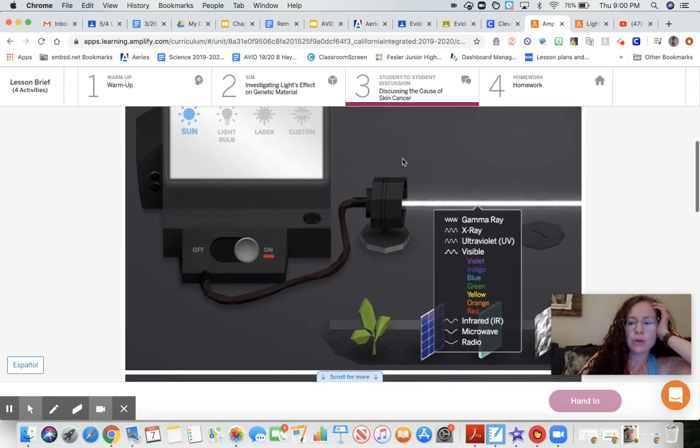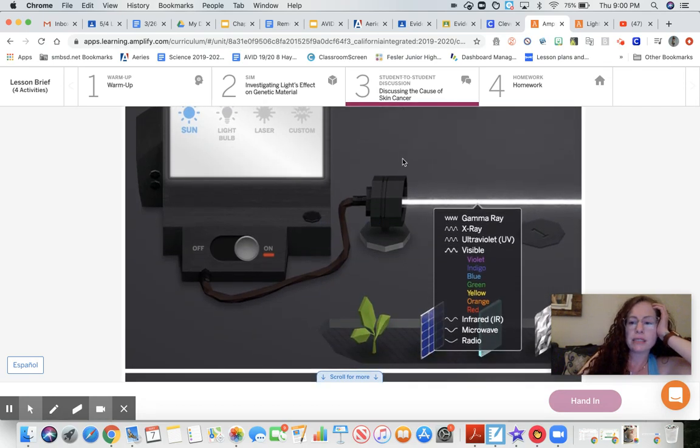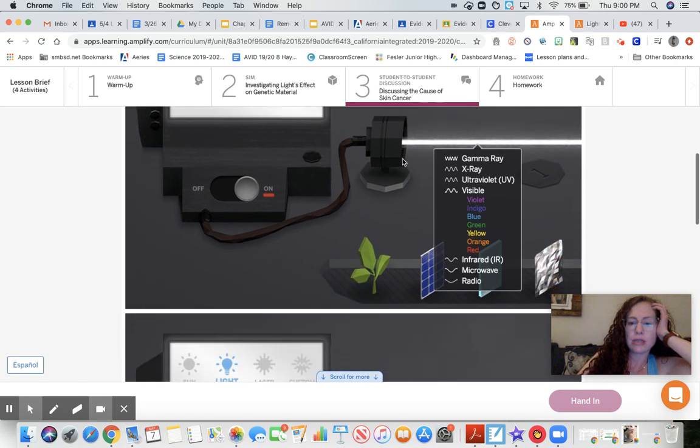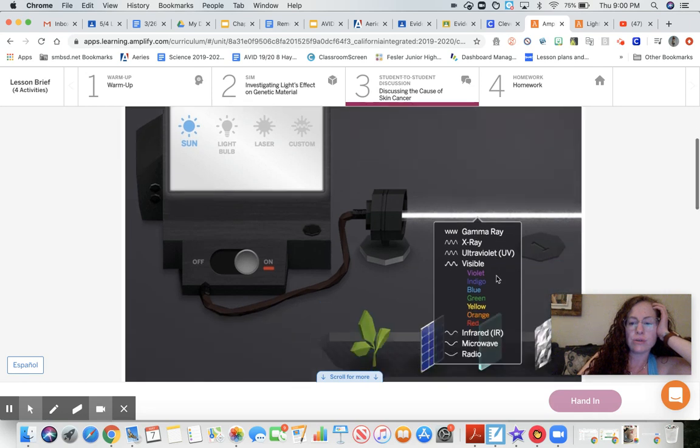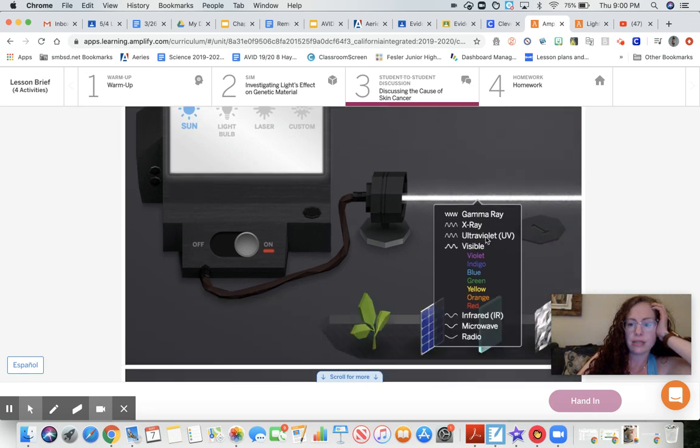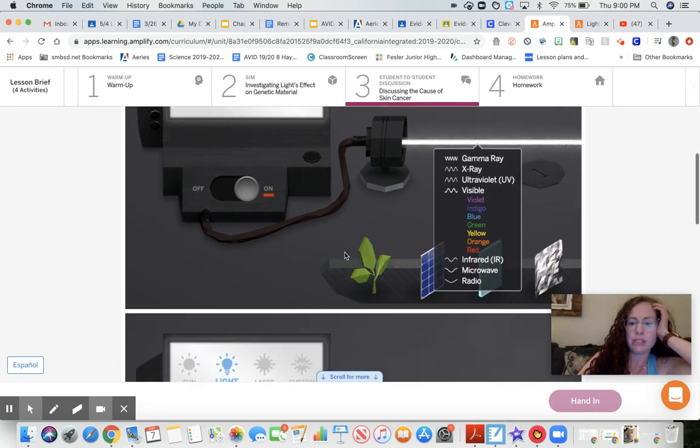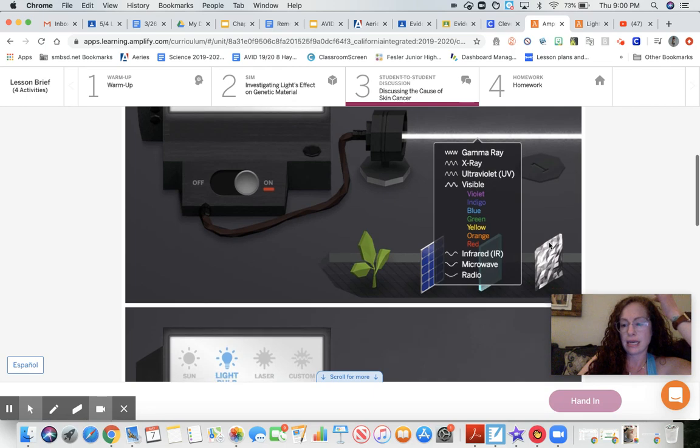A lot of you got close, but I still have some of you that are not telling me what actually causes skin cancer. So what we have learned is that it is ultraviolet light that causes skin cancer. That was the only thing that caused damage both in the plant, and a lot of you told me that in your evidence, and caused damage in the DNA. That's going to lead to cancer, right?